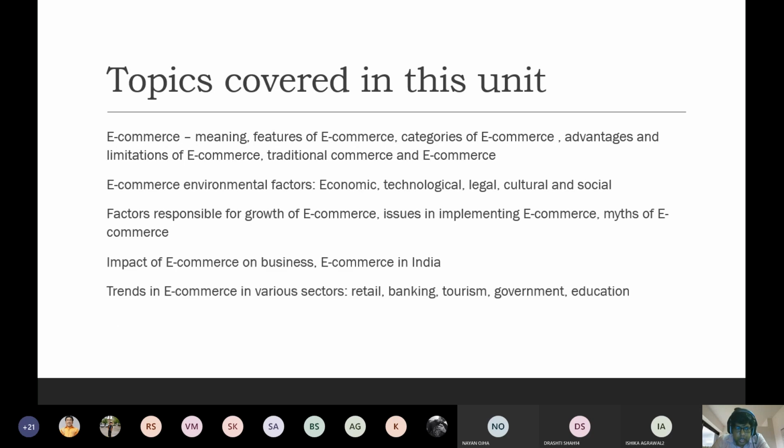If you all can see all the topics covered in this unit, you can simply type yes in the chat box. Can you all see the slide which says topics covered in this unit? All right, fair enough. So let us begin.